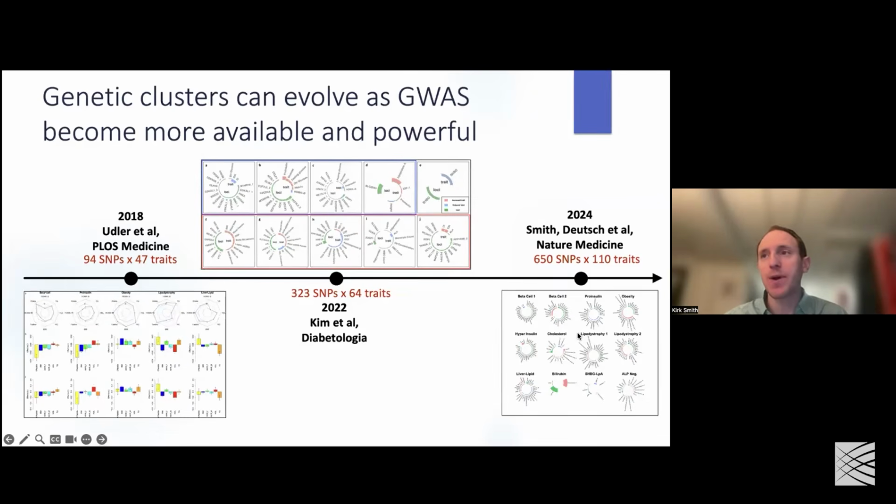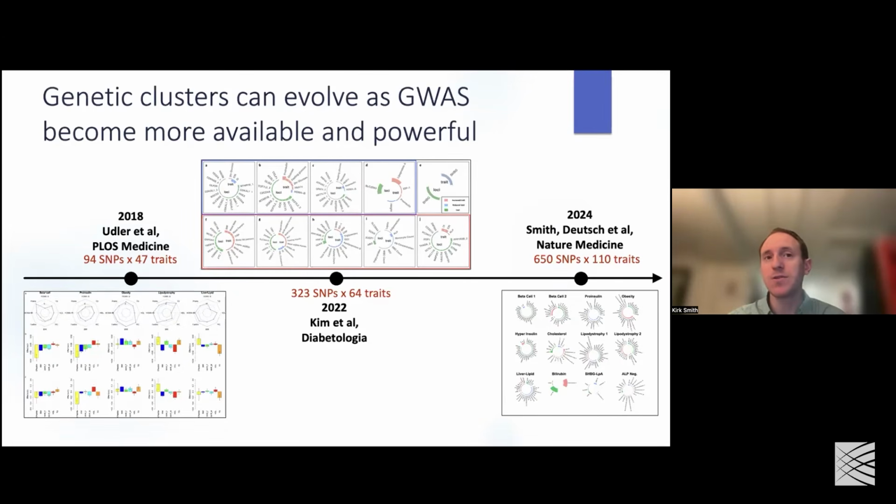Now, before wrapping up, I wanted to mention that these genetic clusters are constantly evolving as GWAS and computational methods become more powerful. As I mentioned earlier, Dr. Udler first published this work in 2018, and then the development of our high throughput pipeline allowed us to expand that analysis in 2022. That included increasing our number of SNPs by over threefold, in addition to adding more traits. And then more recently in 2024, we published a new set of clusters that expanded from European-only GWAS to multi-ancestry.